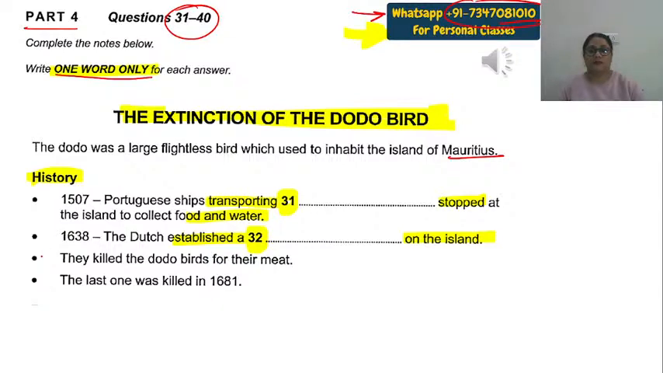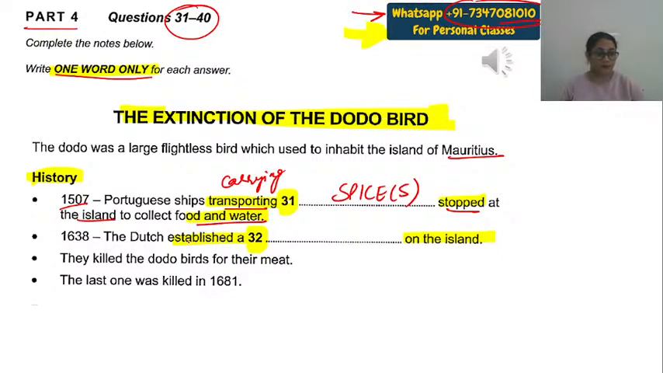Then, in the year 1507, the first Portuguese ships stopped at the island. The sailors were carrying spices back to Europe and found the island a convenient stopping place where they could stock up with food and water for the rest of the voyage, but they didn't settle on Mauritius.